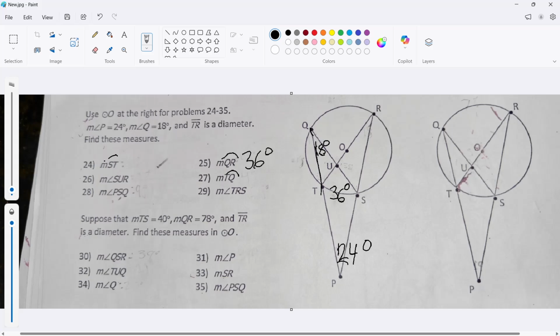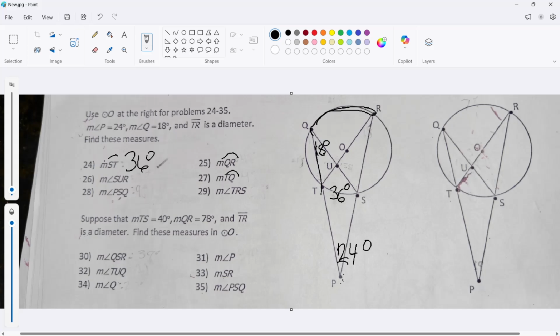Measure angle SUR. Wait a minute, I need something else for it. Oh, wait, QR isn't 36 degrees. ST is 36 degrees. I knew I was missing something. Now, how do I find this arc, QR, then? Well, I've got this outer angle, 24 degrees.